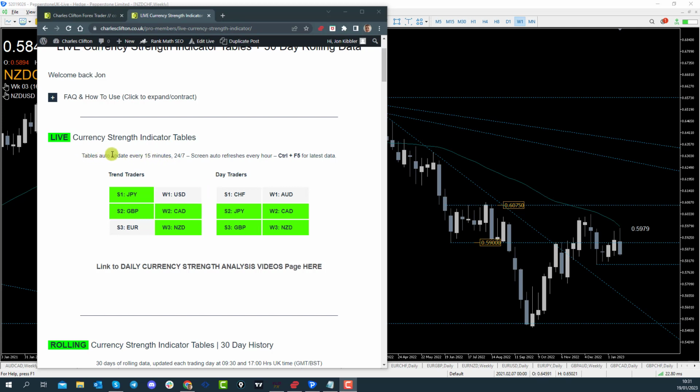The tables auto update every 15 minutes, 24/7, meaning our members can access real-time data any time of day or night and get the latest update. So, what are the tables showing us today?